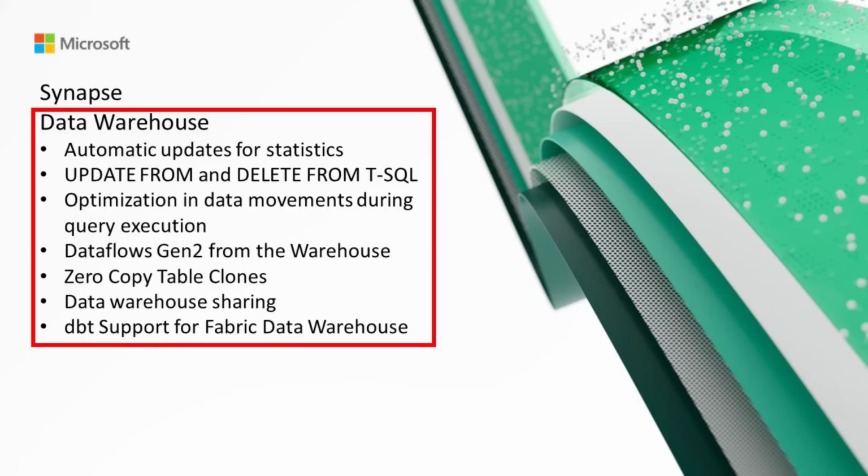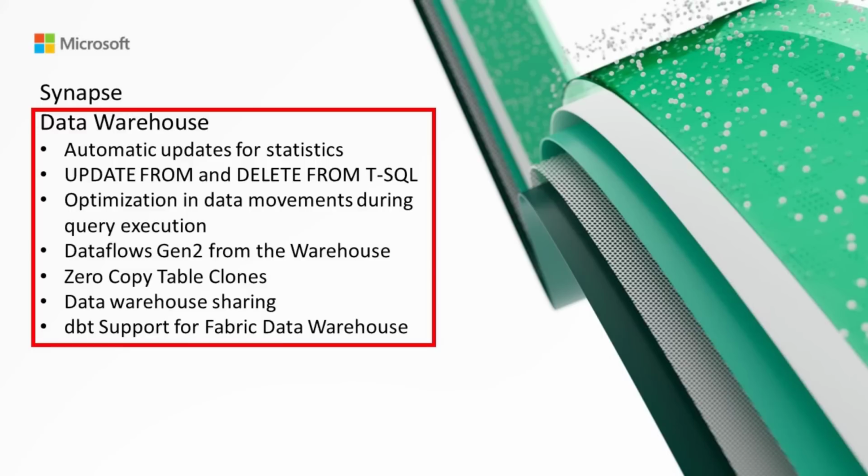Next, UPDATE FROM and DELETE FROM in T-SQL. You can now update and delete data in your target table from an existing source table using the FROM argument in your UPDATE and DELETE scripts in Fabric SQL respectively. These T-SQL commands allow you to perform MERGE T-SQL-like operations.